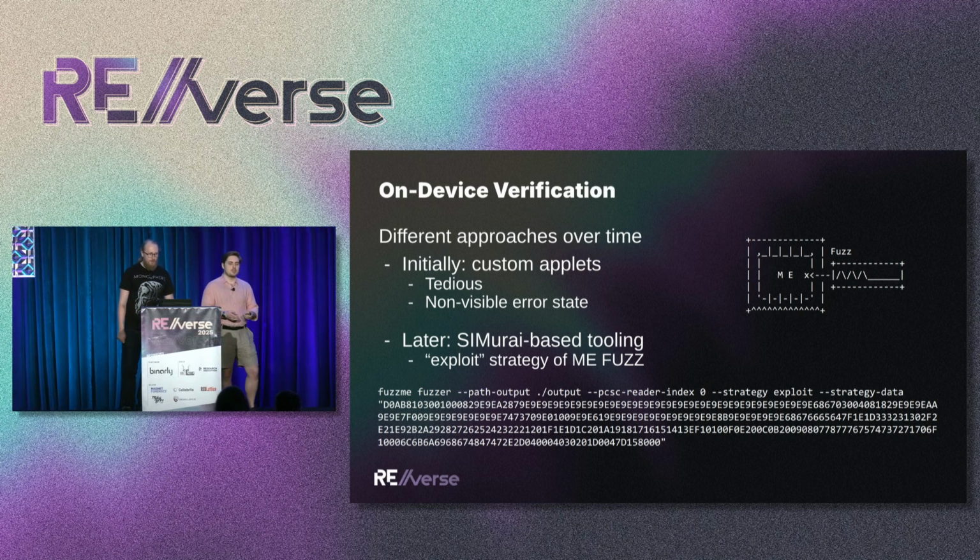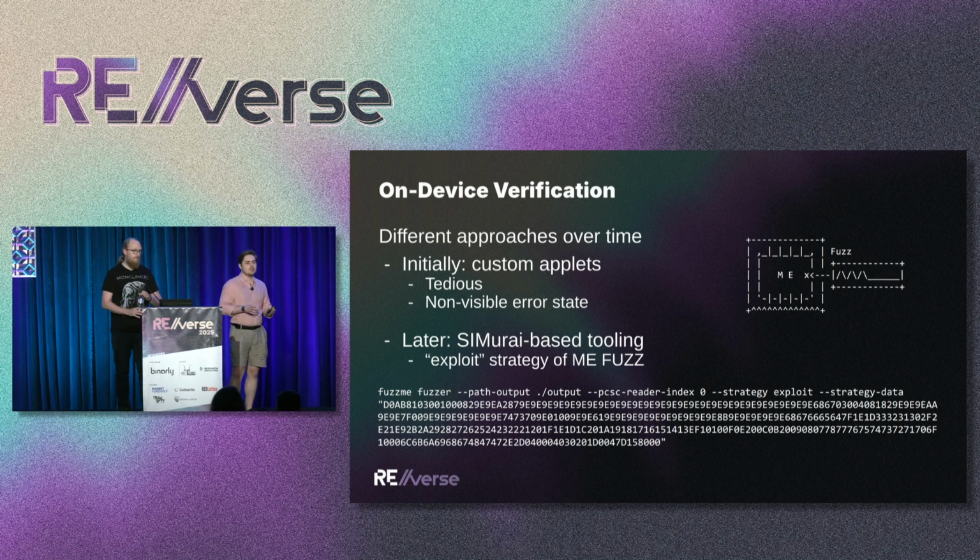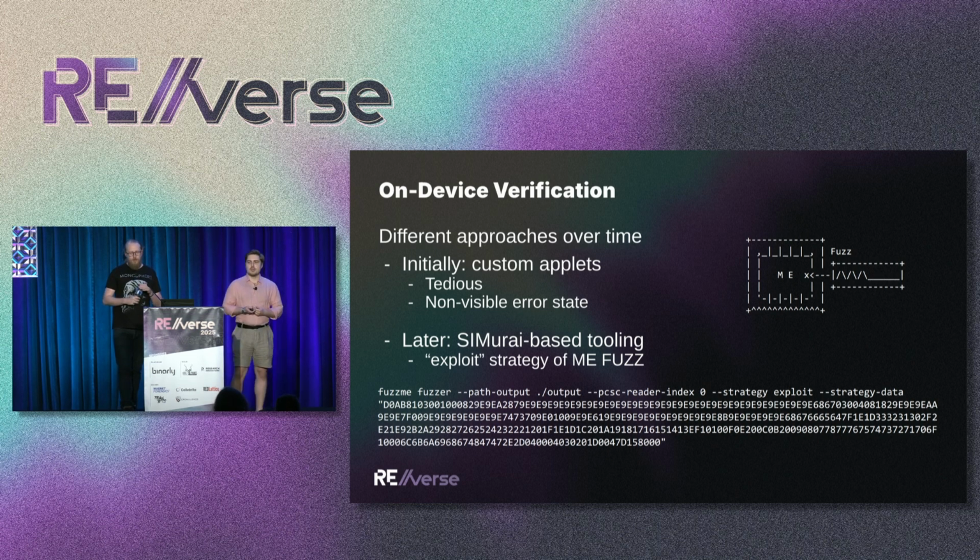So this is extremely handy if you want to just test virtually any payload that you'd like to test against a real device. You just put it into SIMRI, it goes through SIMtrace, and you're just sending it to the device. And the thing that we were doing before that is making actual applets.